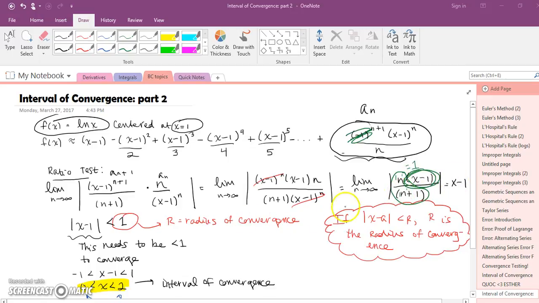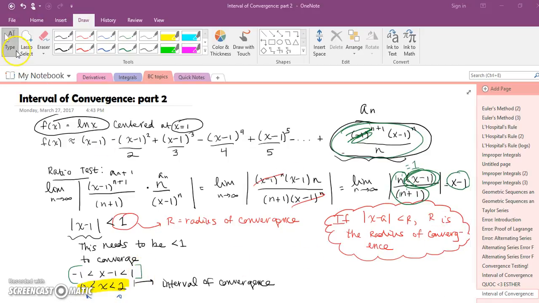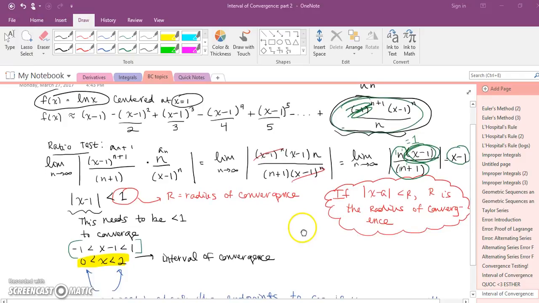So I have x minus 1. Normally we end up with just a number here, not x. In order for the series to converge, my ratio needs to be less than 1. That's what the ratio test says. So I'm going to set it less than 1. I put absolute value bars around it so that I can write this. And when I add 1 to get x alone, I've written it in the form of interval of convergence.